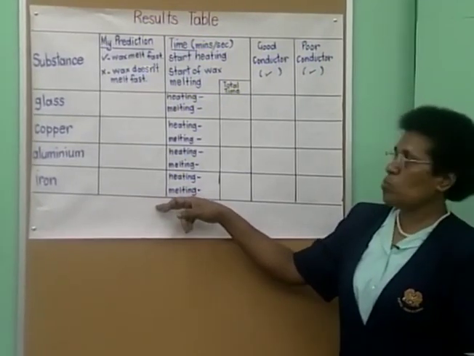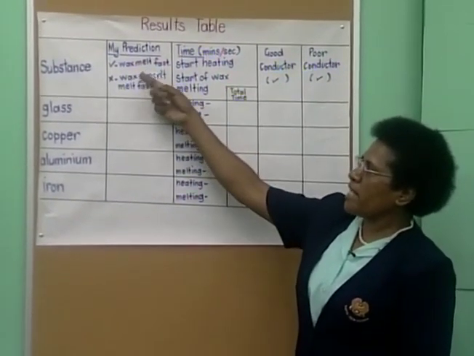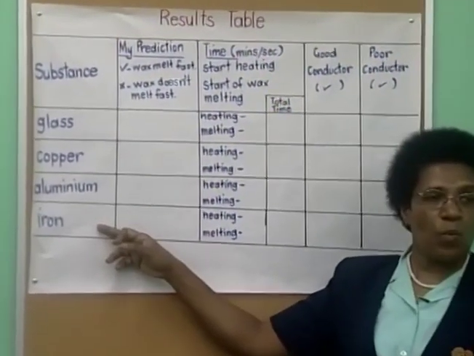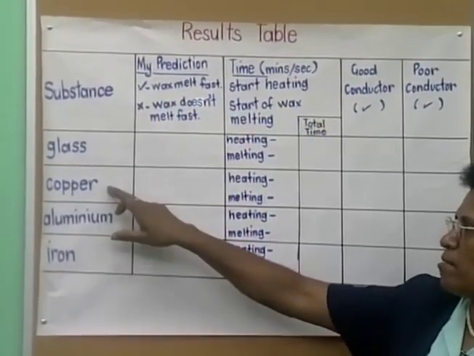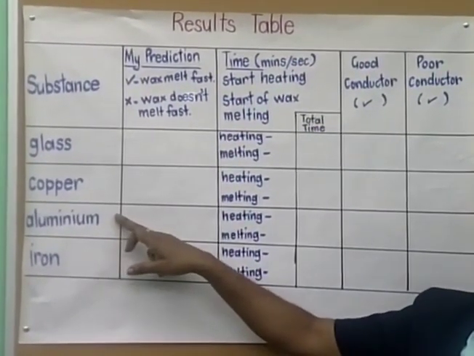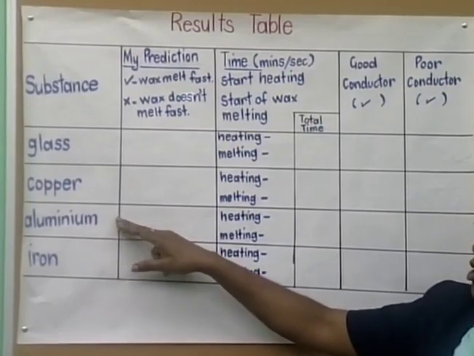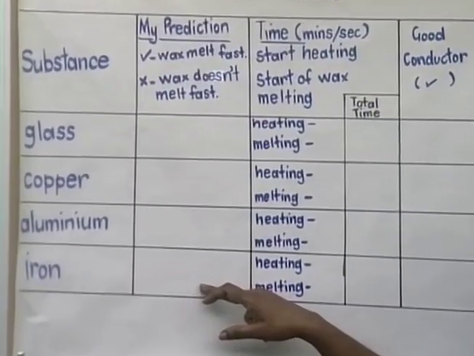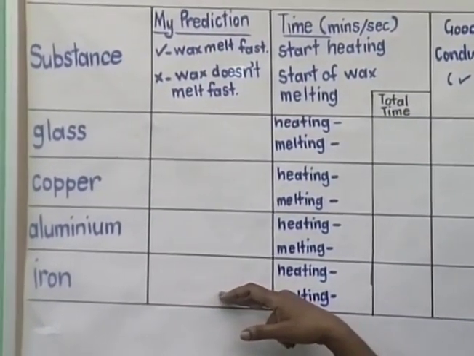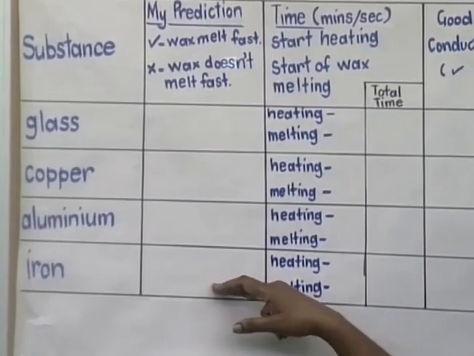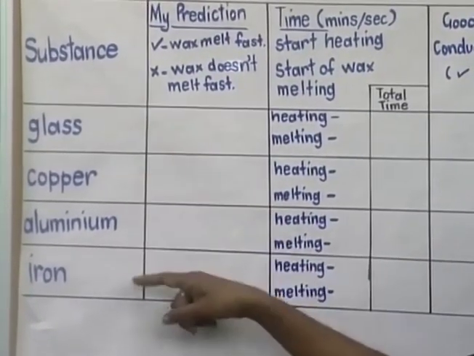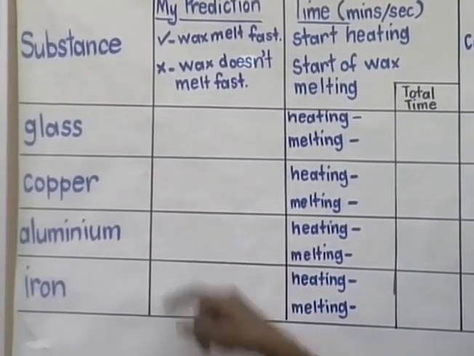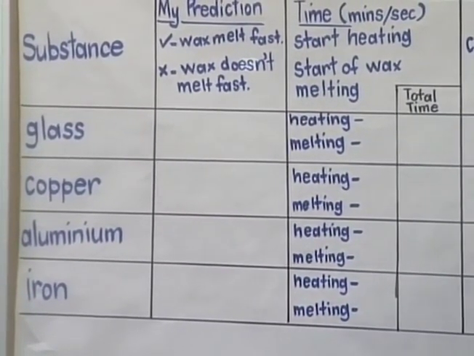Okay? So, where it says, my prediction: wax melt fast. Now, you look at this. We are working with these three here, not this, I've already told you that because we don't have that available. So, looking at glass, copper, and iron, you have to make your predictions. Which one do you think will have the wax melt fast, the glass, copper, or iron, and which one will be slow? So you should come up with that. You also have it in your worksheets to do that.